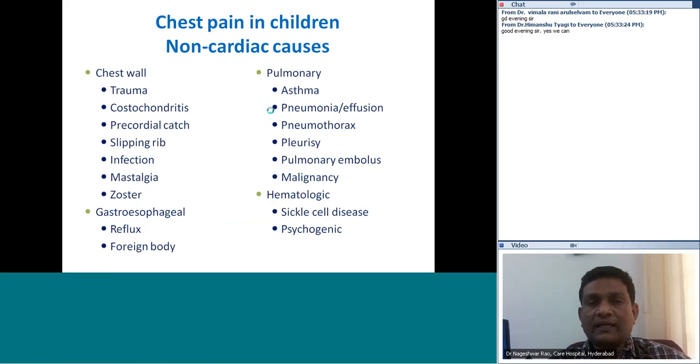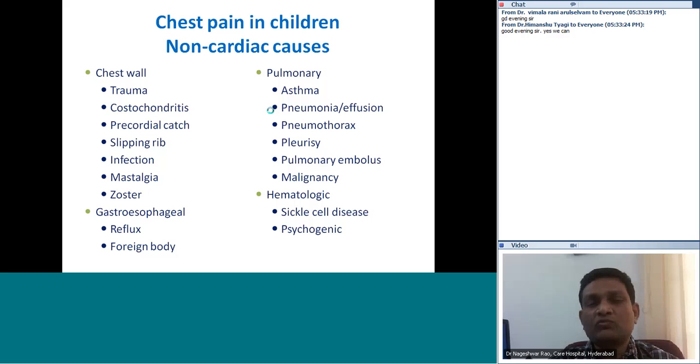This is one of the commonest problems which I regularly see in my practice, that parents come saying my child is having a chest pain. Upon taking the history, the child will be carrying a lot of weight from home to school. Other causes like costochondritis usually are seen in adolescents where the pubertal growth spurt is seen. Hormones can cause more of an inflammatory reaction at the costochondral junction. Then pericardial catch, which may be a muscle catch or pleuritic catch, so many things. Then infection, mastalgia, and herpes zoster, which we don't see regularly in our country.